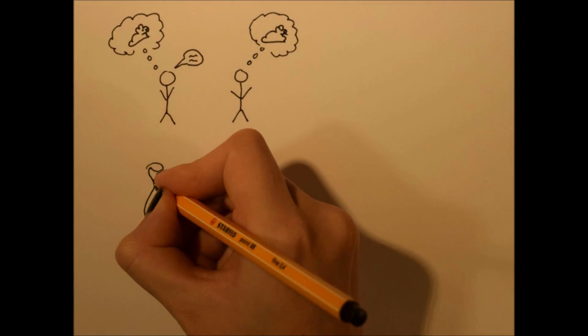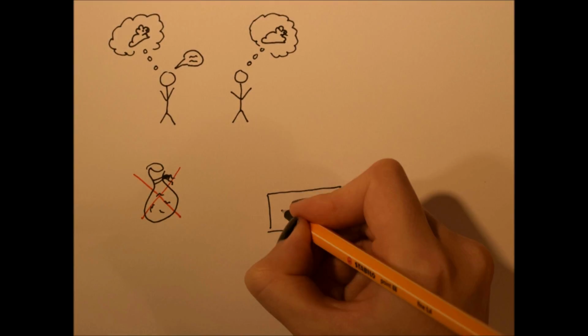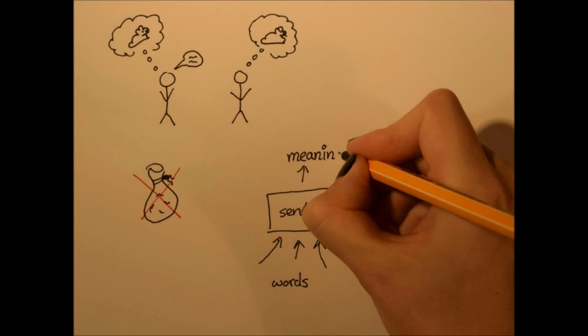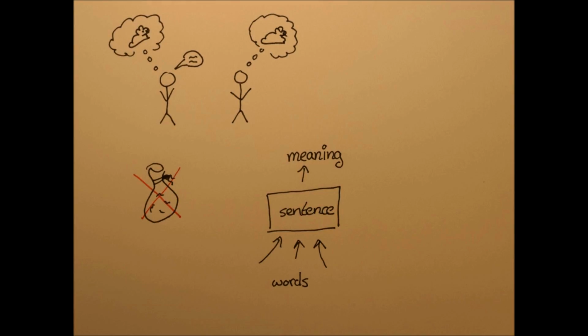So a sentence is not just a bag of words, but rather a process that takes the meaning of individual words and produces the meaning of the sentence. So to teach a computer the meaning of a sentence, we need to teach it the meaning of words and describe how to combine those meanings to get the meaning of the sentence.